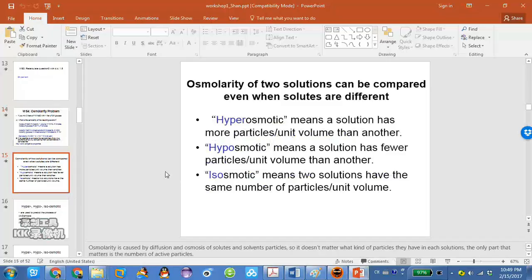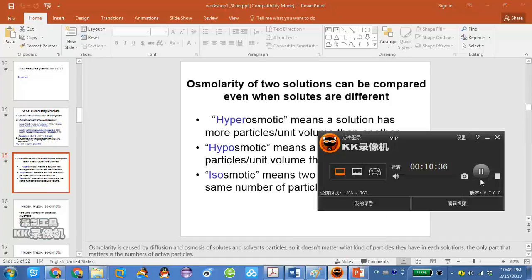hyper-, hypo-, and isoosmotic. When we have two solutions, solution A and solution B, if solution A has a higher osmolarity compared to solution B, we say that solution A is hyperosmotic to solution B. And at the same time, solution B is hypoosmotic to solution A. If solution A and solution B have the same osmolarity value, then we call these two solutions isoosmotic.